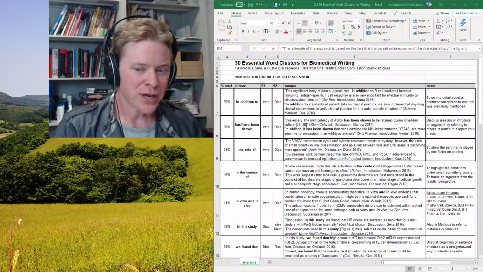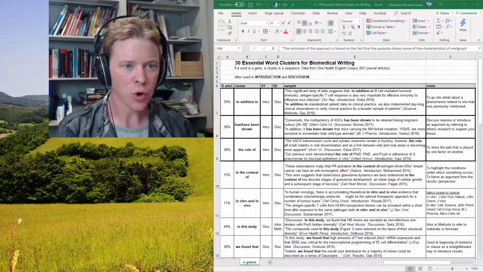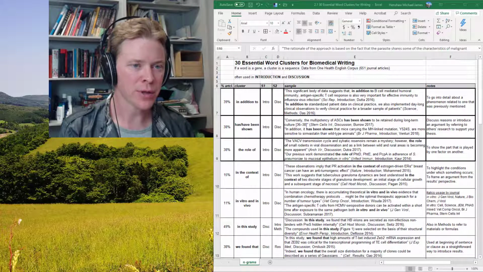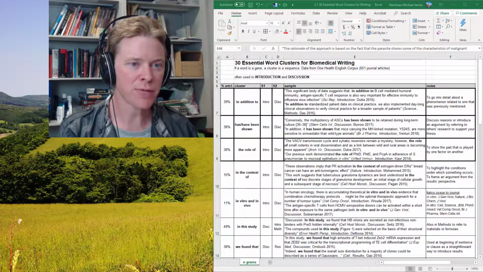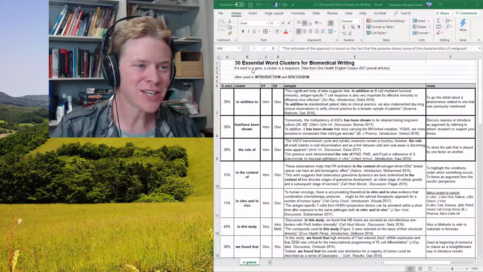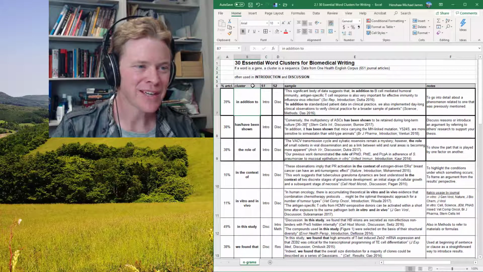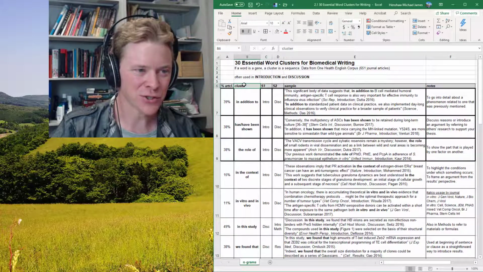Here I'd like to share some more data from this journal corpus, which is called the One Health English Corpus, 651 journal articles. And this is the phrase I was looking for earlier. If a word is a gene, a cluster is a sequence. That's what I'm trying to show you with my word here, cluster, a word cluster.